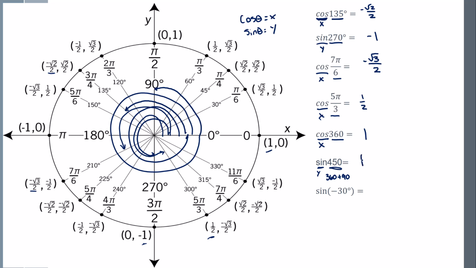And then remember negative rotation. So rotate negative 30 degrees. And so my y value at negative 30 degrees is going to be negative 1/2.